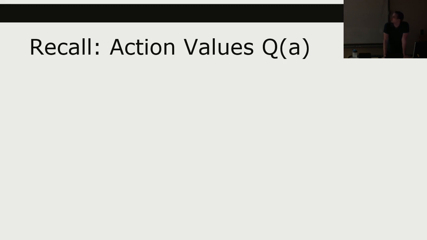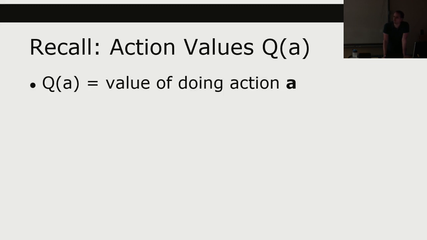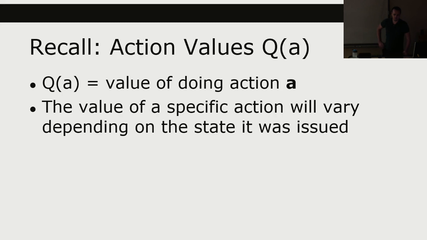So Q of A is the value of an action. We did a big example with the slot machines and the table. So Q of A at its time step t was our value of doing, or our guess or belief at the value of doing a particular action. And the value of a specific action will vary at the state it was issued, right?